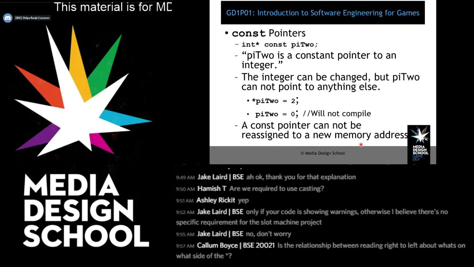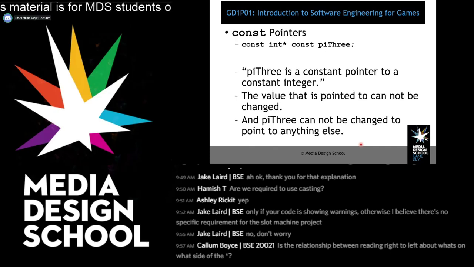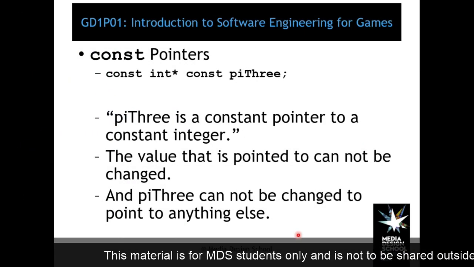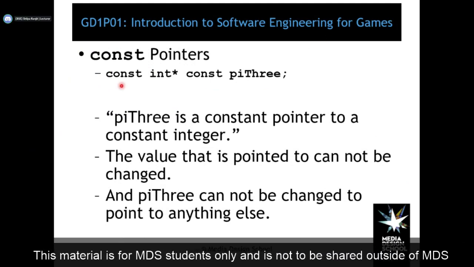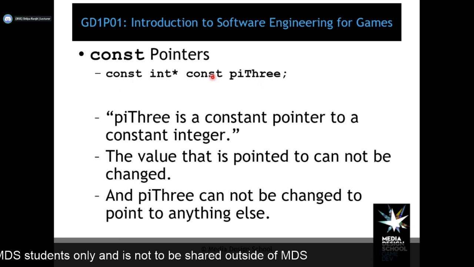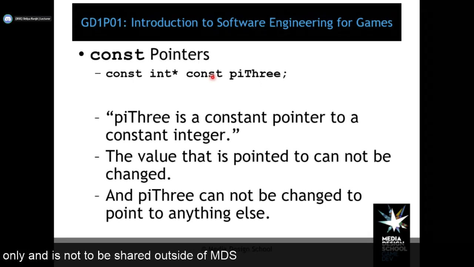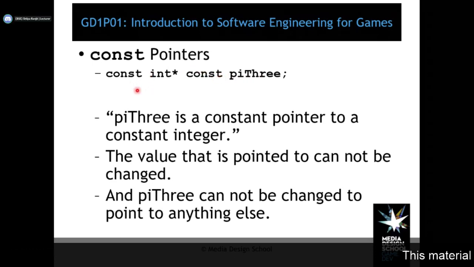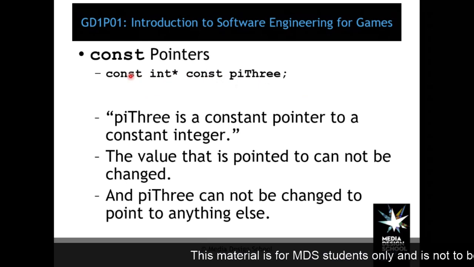So let's see what the last one means. So you can see const everywhere over here, which basically means this is a combination of the two previous ones. So here pi3 is a constant pointer to a constant integer. So I'm reading backwards now. pi3 is a constant pointer to a constant integer.